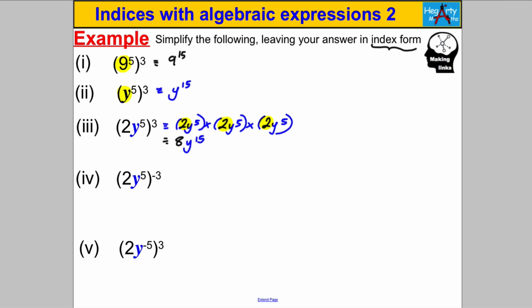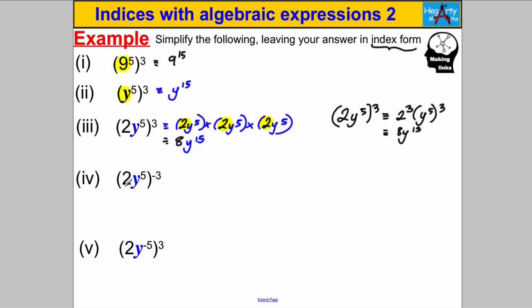And that's the answer. Now, there is a quicker way of doing it. This is a shortcut for you. I'll show you. The 2 is getting raised to the power of 3, and so is the y to the power of 5. So you could just write that as 2 getting cubed and y to the 5 getting cubed. 2 cubed is 8. Y to the 5 to the 3 is y to the 15, by the power of the power rule, and you get the same answer. But to be honest with you, I don't mind writing it out like this because I know what's going on and it's not a shortcut.